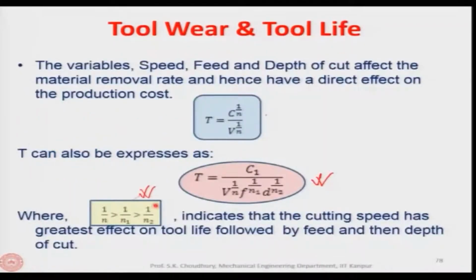And then we said that Taylor's extended tool life equation relates the tool life not only to the cutting velocity, but also to the feed and the depth of cut. Also, we said that on the tool life, the maximum effect will be of the cutting velocity, followed by feed and then by the depth of cut, because we have seen experimentally that the power 1 by n of the velocity is more than 1 by n 1, which is more than 1 by n 2. This is how we said it in the last lecture.